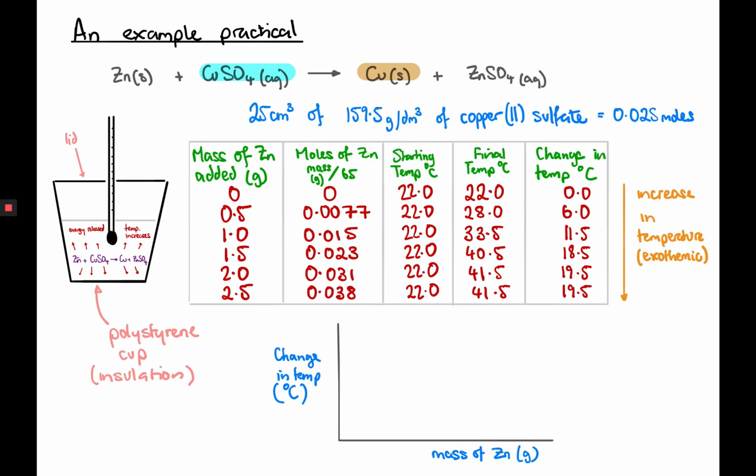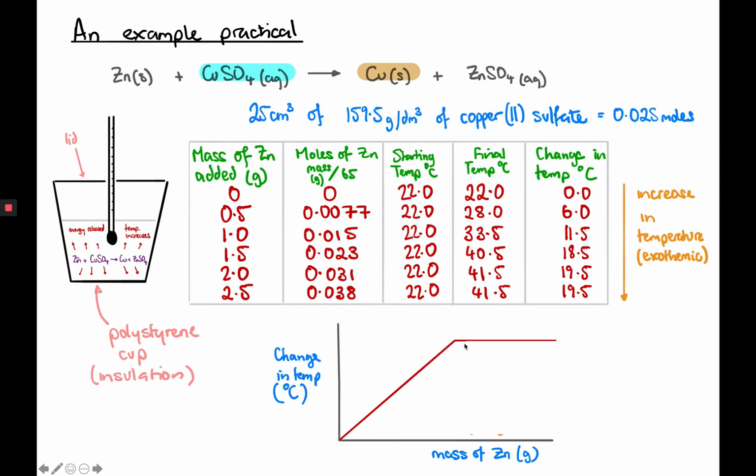So we could draw a graph of that. As I said at the beginning, my independent variable was how much zinc I was adding, and my dependent variable was going to be the change in the temperature. That's the thing that's changing, the change in temperature. And if I plotted those, my mass of zinc on the x-axis and my change in temperature on the y-axis, I would get a line that looked like this. And really, this is two lines. There are two separate things to say about these. These are two separate lines.